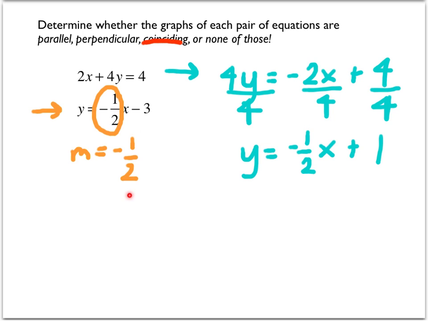So now we can make that comparison. We know that this bottom one had a slope of -1/2, and this one also has a slope of -1/2. Now it's possible they could be then either parallel or coinciding. However, we know they are not coinciding because of the different y-intercept. That makes these two unique lines. So therefore our conclusion for this would be that these two are parallel.